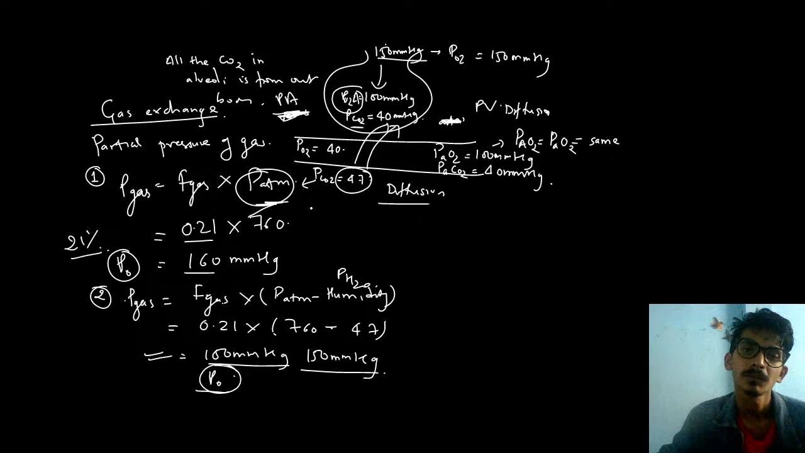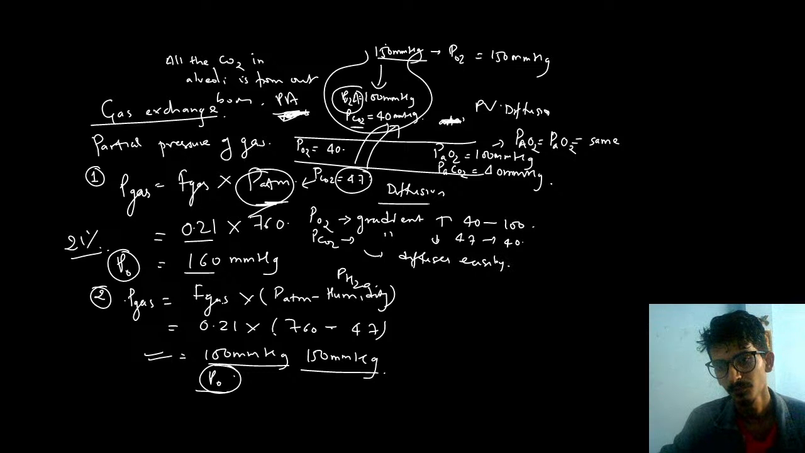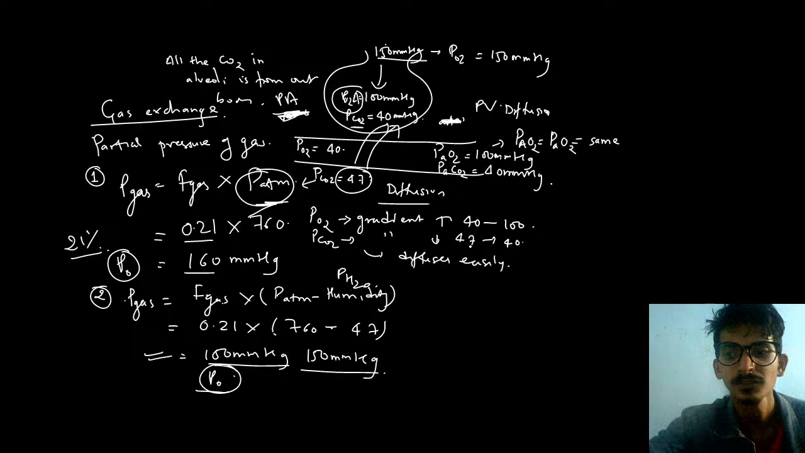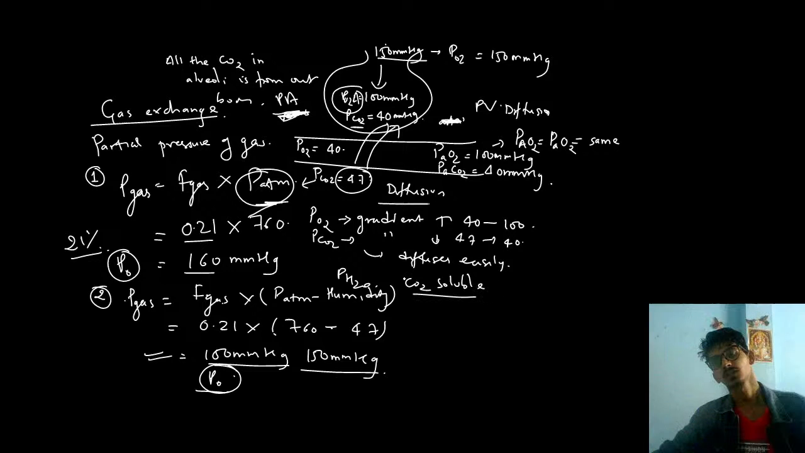So we can see that the partial pressure gradient for oxygen is much higher, from 40 to 100, whereas the partial pressure gradient for carbon dioxide is much lesser, from 47 to 40. But the carbon dioxide diffuses easily, because carbon dioxide is more soluble and it dissolves in the plasma. So because of the greater solubility of carbon dioxide, although the gradient is less, it diffuses easily.